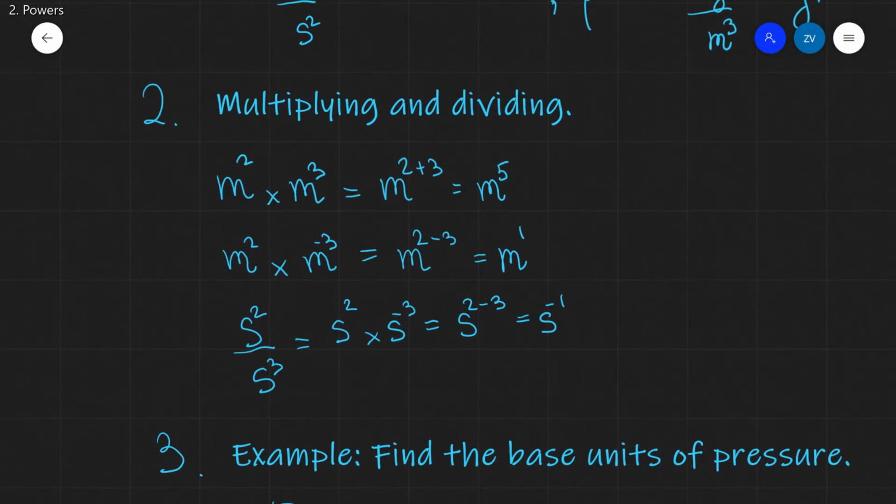Finally, for instance, if we had, let's say, seconds to the power of 2 divided by seconds to the power of 3, well, this will be equal to s to the power of 2, but because we're dividing by s to the power of 3, we could write this as times s to the power of -3. So overall, this will be equal to s to the power of 2 minus 3, which is equal to s to the power of -1.